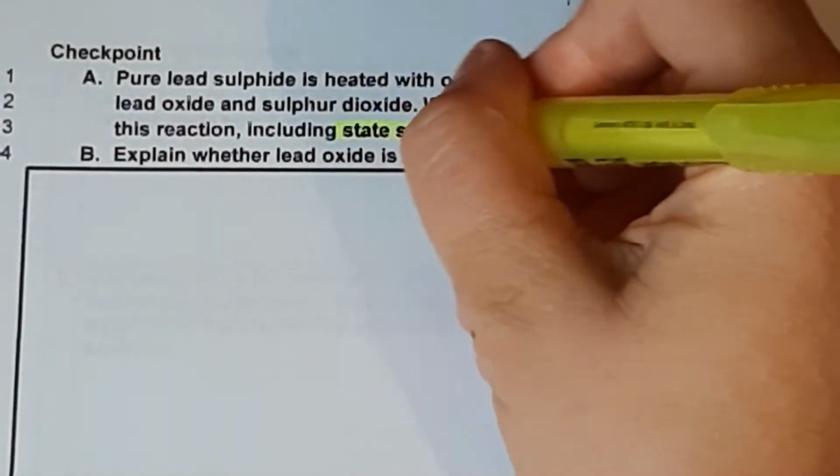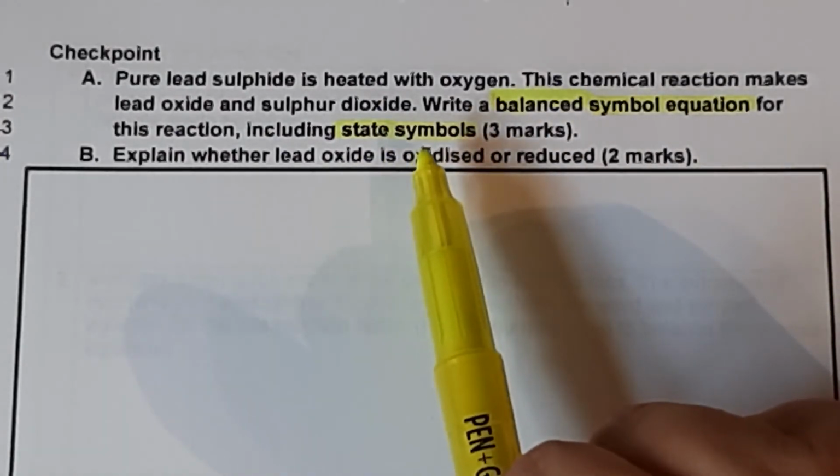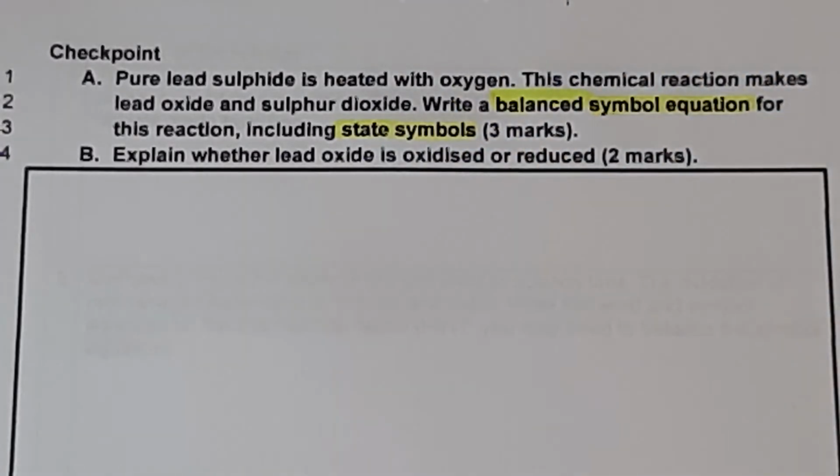the state symbols. So to remind you that state symbols are S for solid, L for liquid, G for gas, and sometimes you use AQ for something that's dissolved in water. AQ means aqueous, which is just Latin for water.